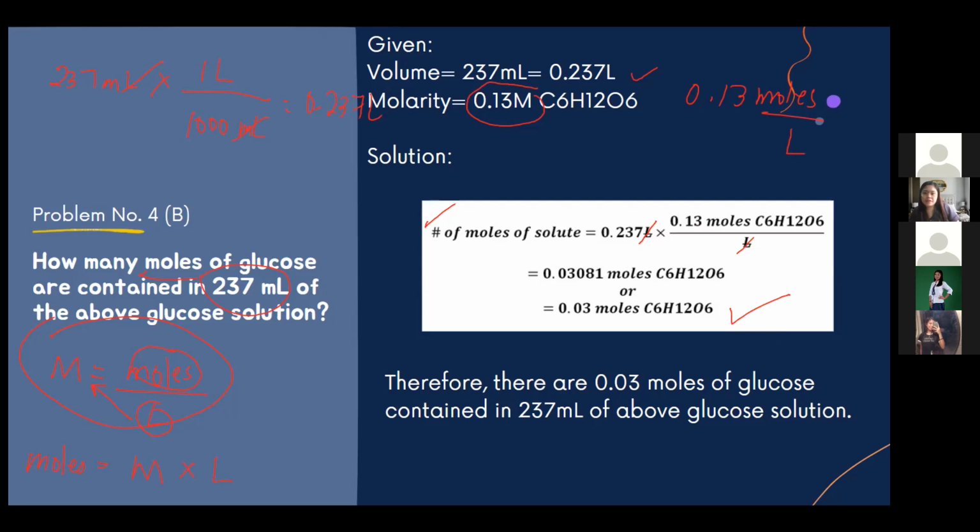0.03. Questions for letter B? Any question? None. I hope that was understood. We derived the formula because we are looking for the number of moles. The molarity is already computed because it says above glucose solution. So that's letter A. So let's move on to letter C.